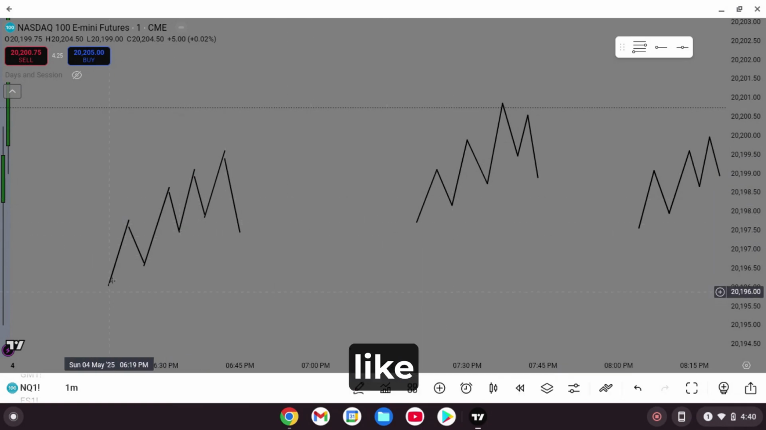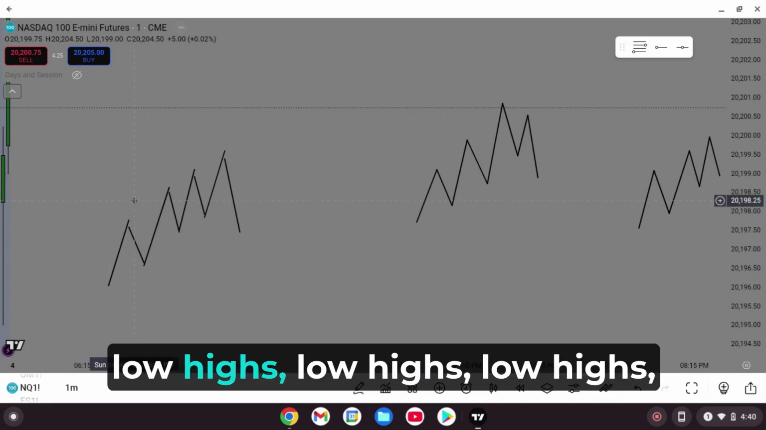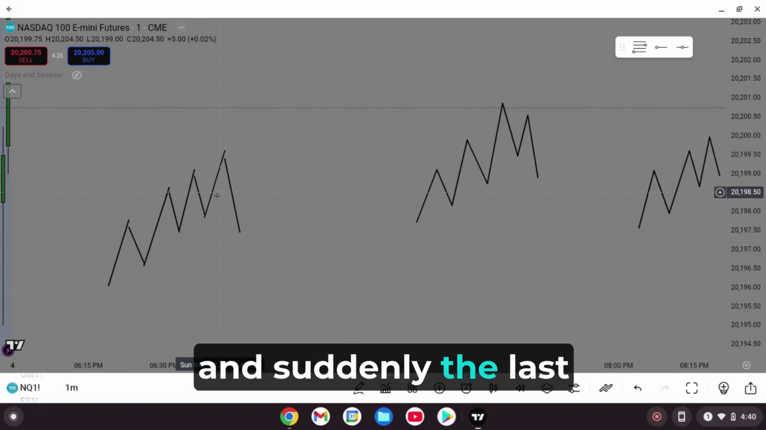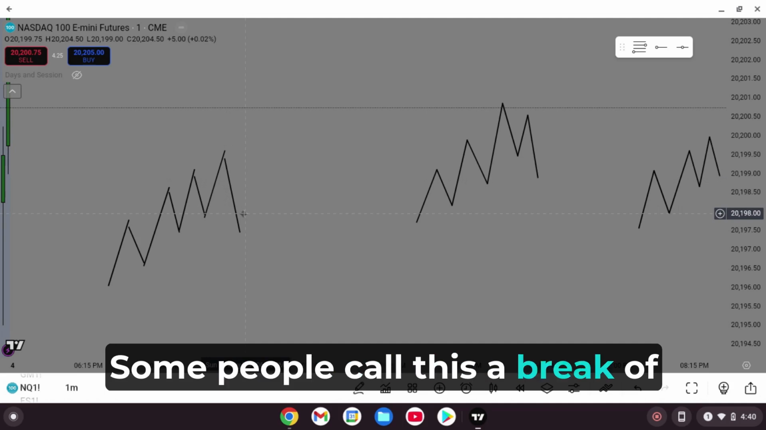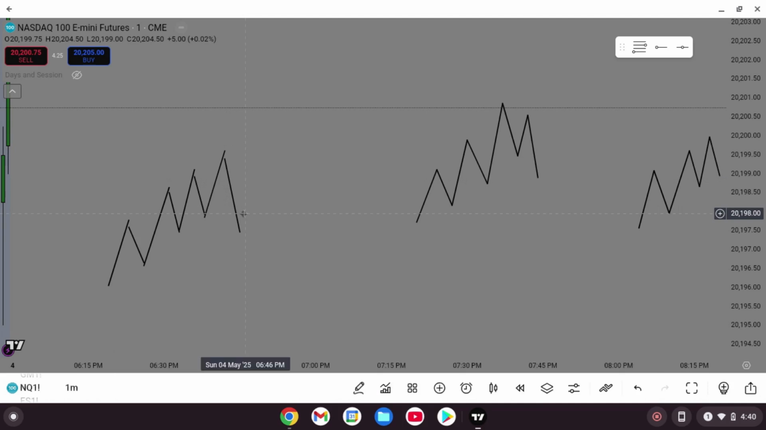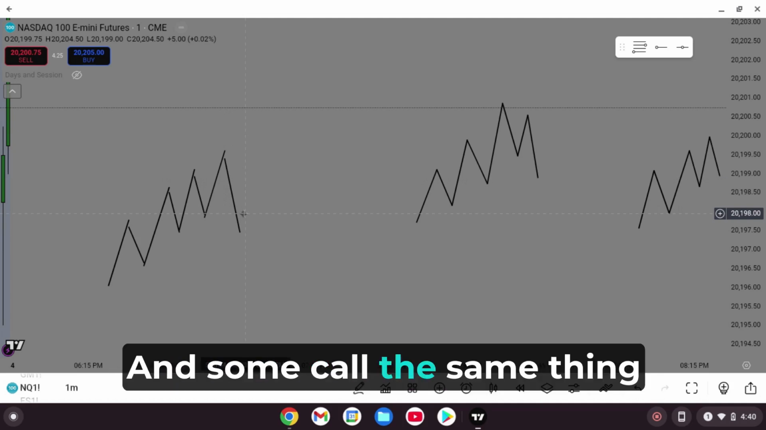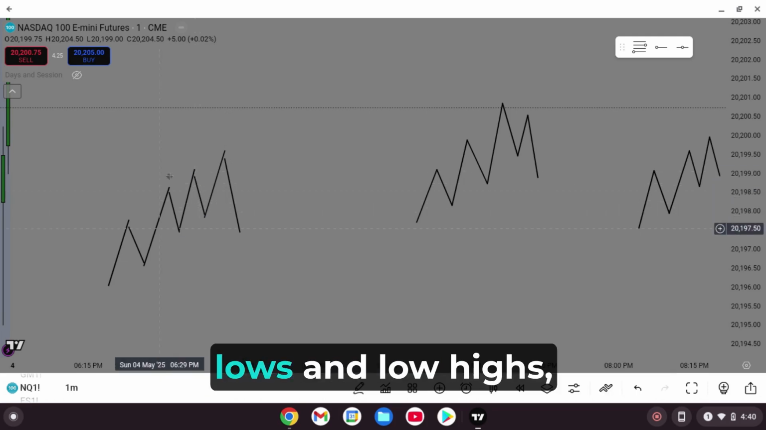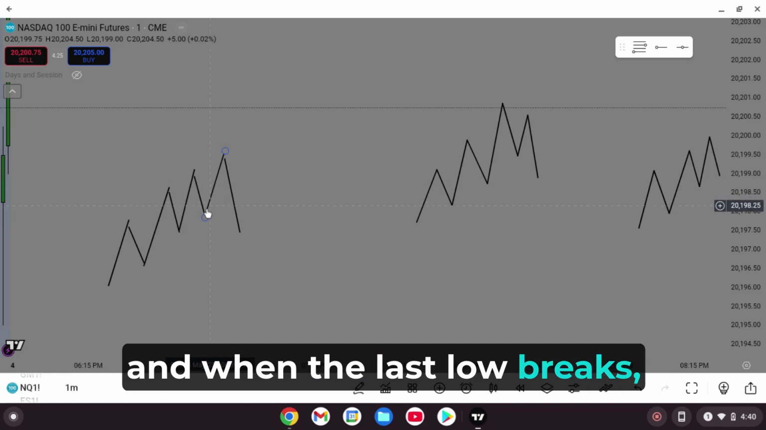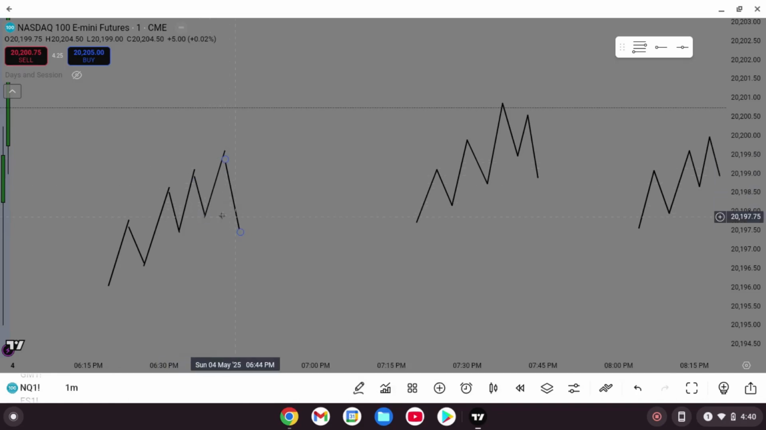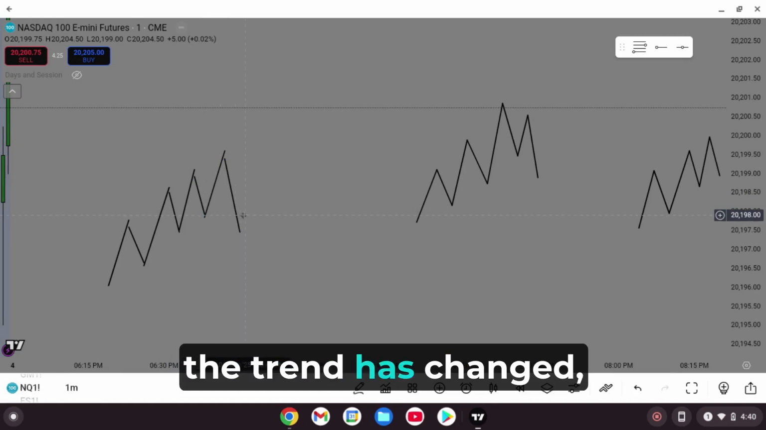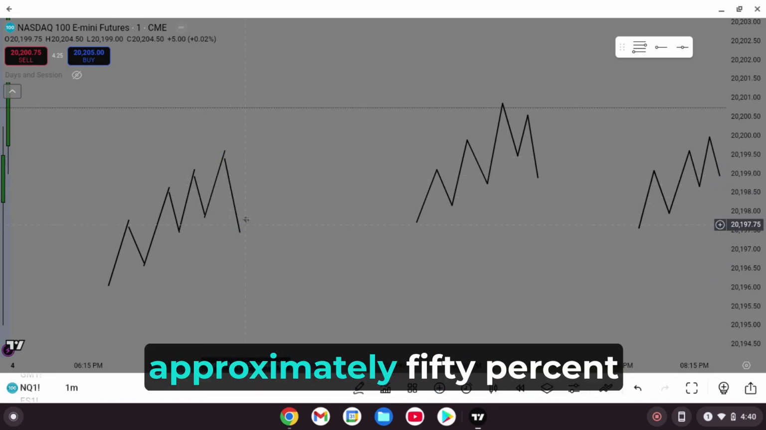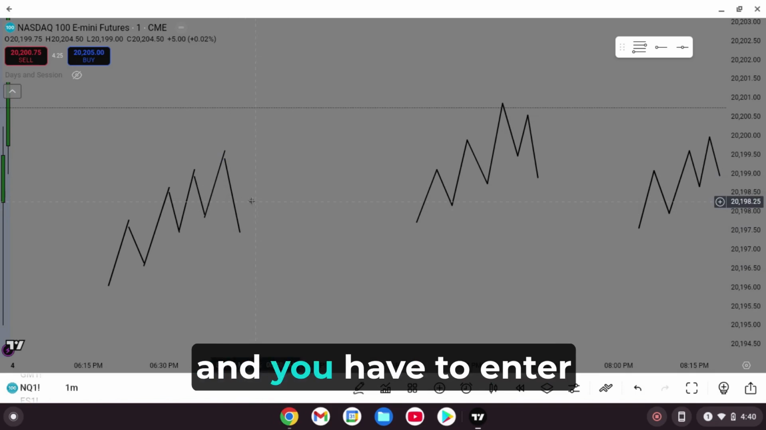First, as it happens, the market makes high lows, low highs, and suddenly the last low breaks. Some people call this a break of structure, some call it a choke, and some call the same thing a market structure shift. So when the market makes high lows and low highs, and when the last low breaks, then in the market the trend has changed, the trend has shifted. So you enter in this area, and the market goes approximately 50% of the high and low, and you have to enter the market there.